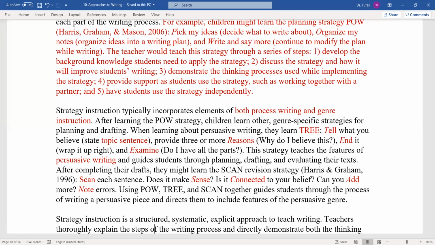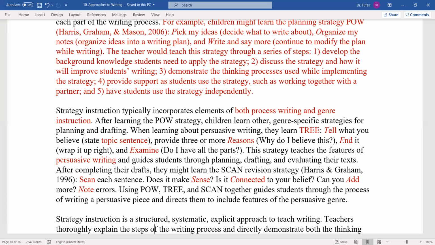And then there was another, okay, after completing their drafts, they might learn the SCAN revision strategy. And in SCAN, we scan each sentence: does it make sense? So when you complete it, you just check it. In SCAN, S stands for: is there any sense? And C stands for connected: each sentence is connected. And A shows that it adds something more. And N, note errors. If there are errors, you should correct them.